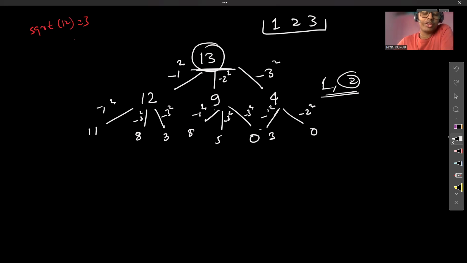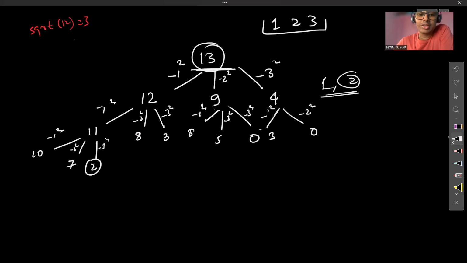Now again, for this 11 also, when we take the square root of 11, it will again be the value 3. That is 1, 2, and 3. So minus 1 square will get me 10. Minus 2 square, it will get me 11 minus 4, which is 7. And minus 3 square will get me 2.